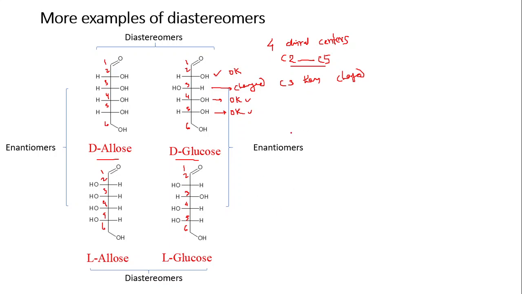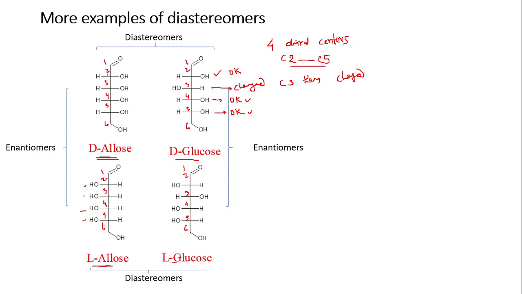D-allose and L-allose, they are mirror images of each other. D-allose is this one and L-allose is this one. They are enantiomers of each other because all the chiral carbons' stereochemistry has reversed. C2 has flipped, right? This OH is on the right side, and this one is on the left side. C3 has flipped, left and right. C4 has flipped, left and right. C5 has flipped, left and right.